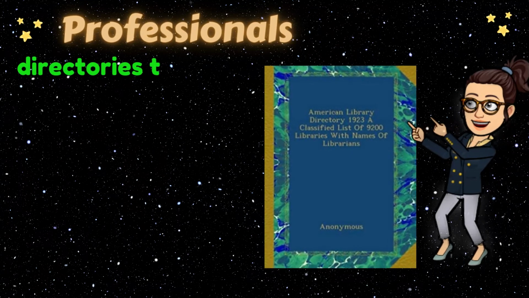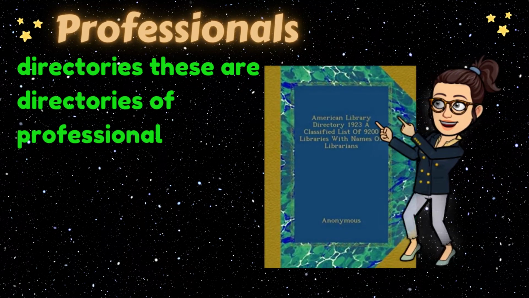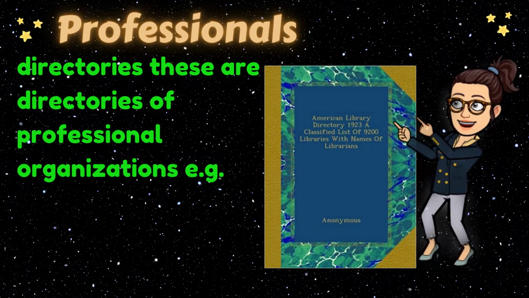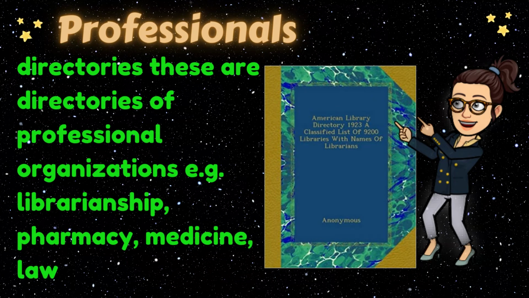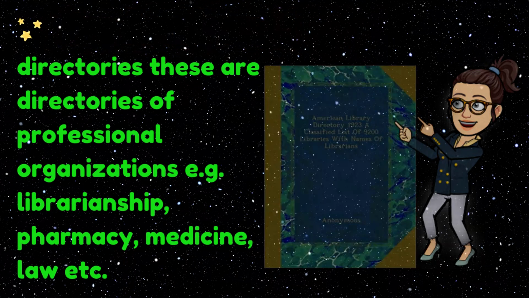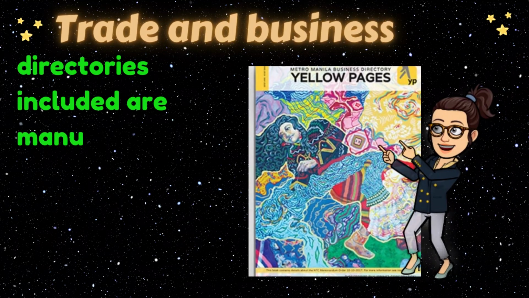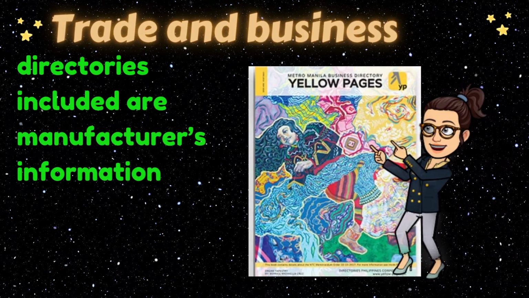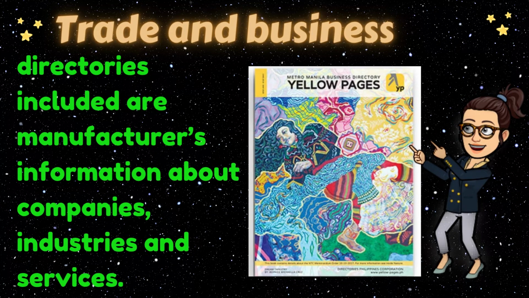Professional directories are directories of professional organizations. Examples are librarianship, pharmacy, medicine, law, and others. The sample book in the picture is the American Library Directory. Trade and business directories include manufacturers' information about companies, industries, and services. The example picture is the Metro Manila Business Directories.